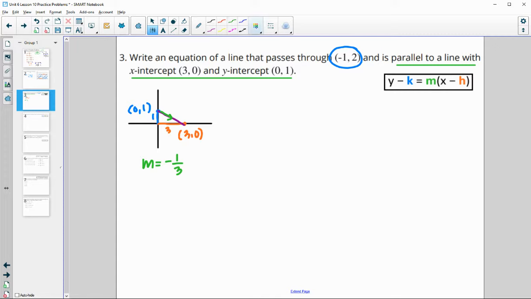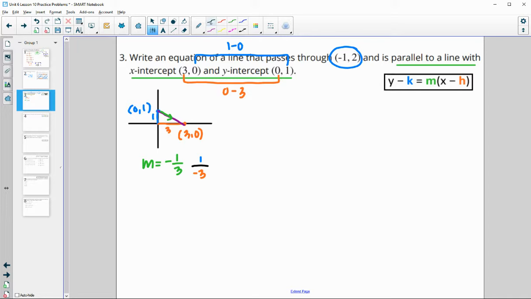You can also think about subtracting the y's and subtracting the x's. When we subtract the y's, we get our rise. So 1 minus 0 is the rise of your slope. And then we can look at subtracting the x's for the run. So now I'm going to do 0 minus 3, which gives me -3 for the run. And so that still gets me the slope of -1/3.